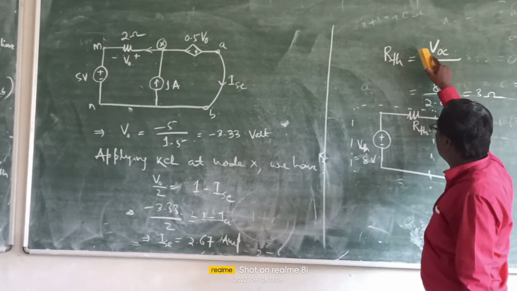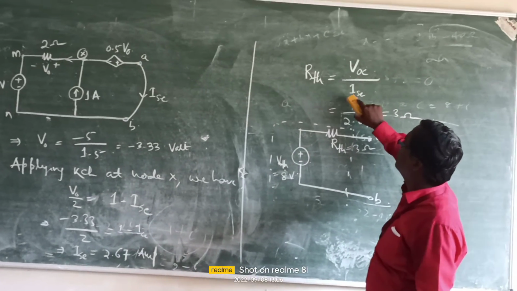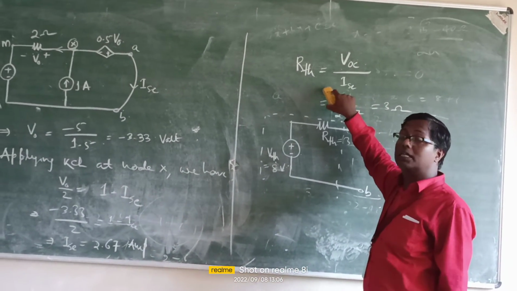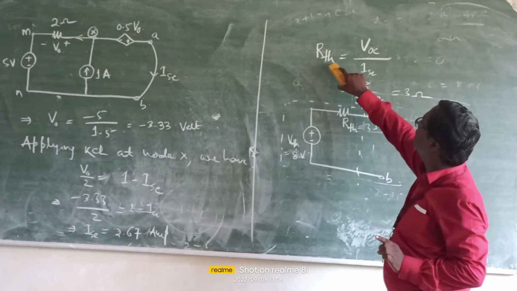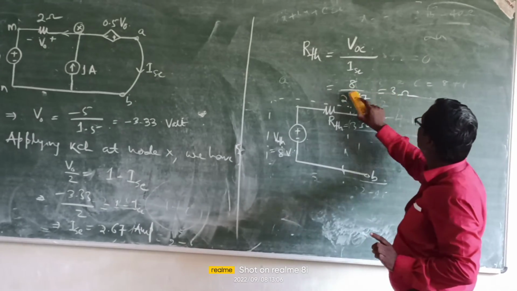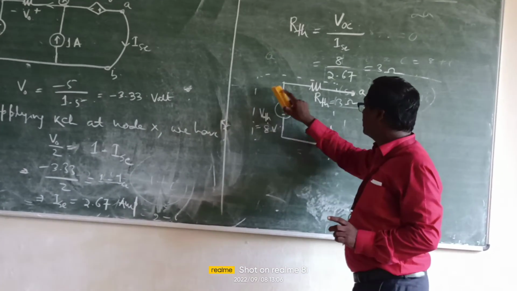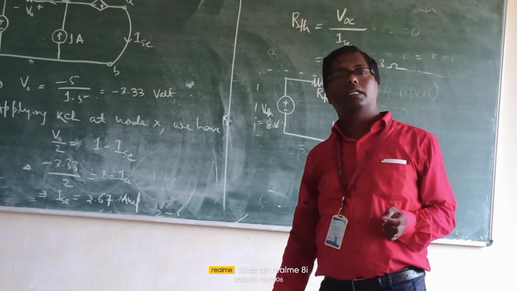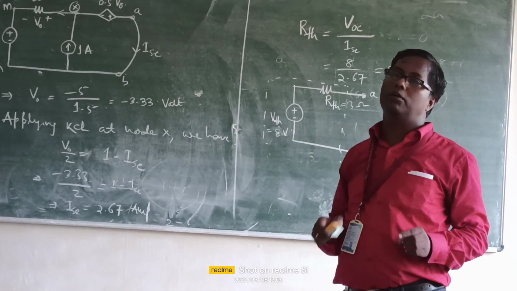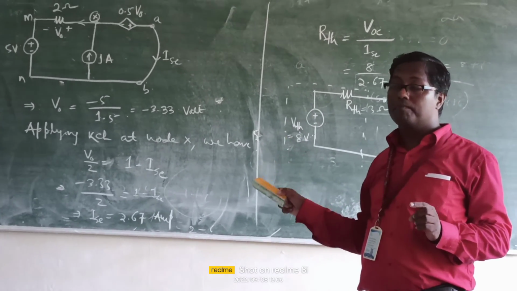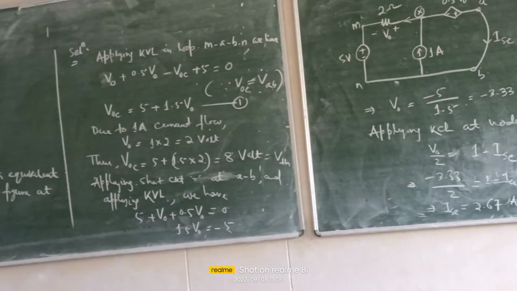So total voltage divided by current: open circuit voltage divided by short circuit current is the Thevenin resistance. If the circuit has dependent sources, then RTH equals VOC by IS. Clear? So we have RThevenin and the open circuit voltage VThevenin, then we can draw your Thevenin equivalent circuit. Is there any problem? All of you clear? In this way we find the solution of the given network if the circuit has dependent sources. Next class you have to explain.